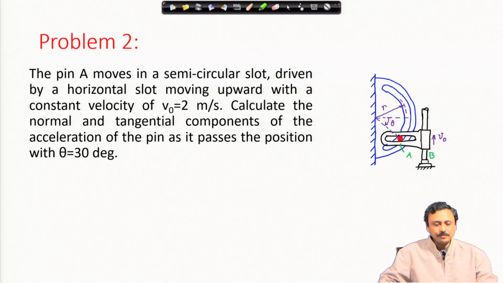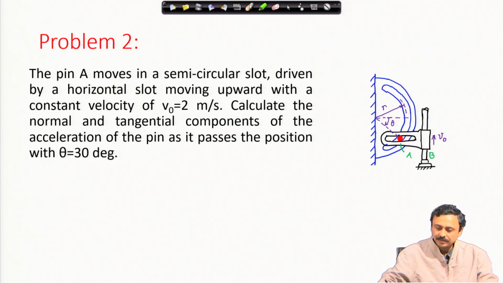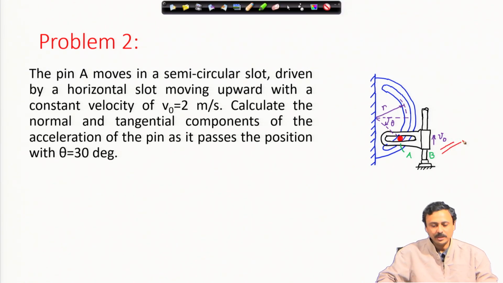Let us look at a problem. The pin A, as shown in red in the figure, moves in a semicircular slot driven by a horizontal slot moving upward with a constant velocity V naught equal to 2 meter per second. Here you can see this horizontal slot is moving at a constant velocity upwards. Calculate the normal and tangential components of the acceleration of the pin as it passes the position theta equal to 30 degree. You should note how theta has been defined.